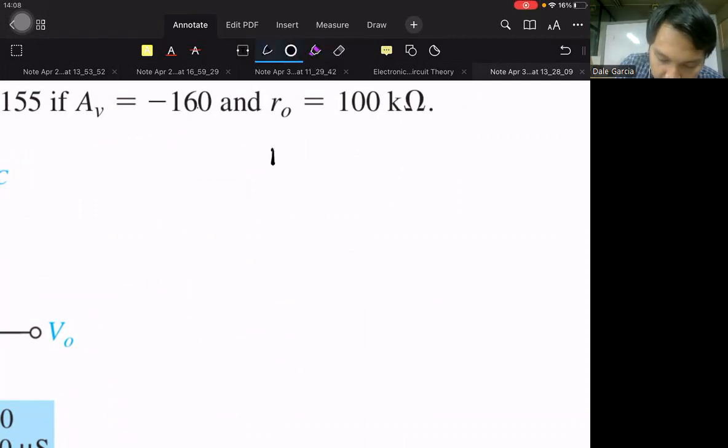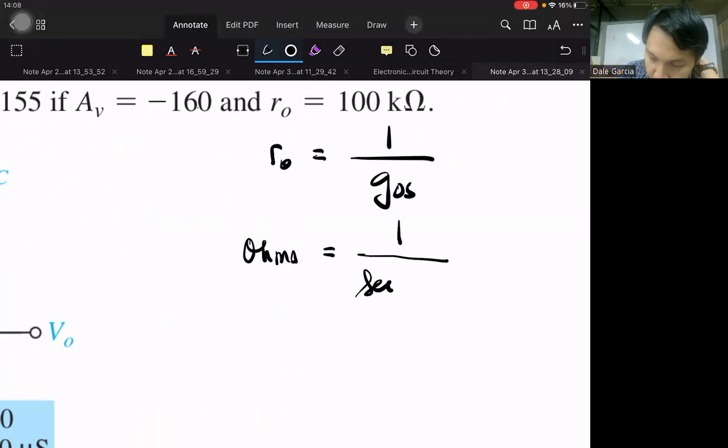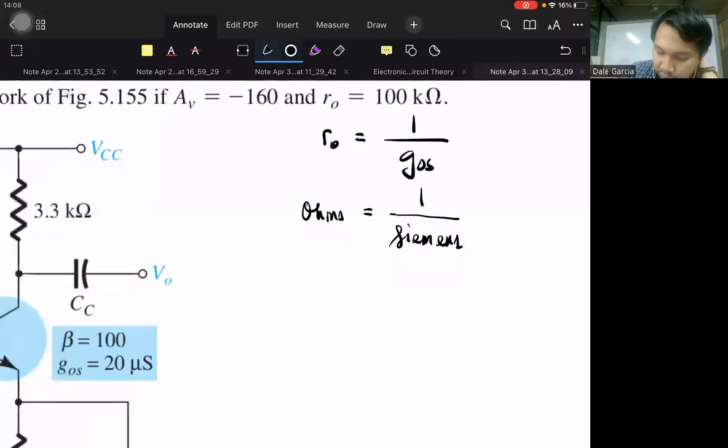RO is the reciprocal of GOS. And GOS is measured in Siemens while RO is measured in ohms. So, mga apelyido na sa mga karaan nga scientists. Ohms is the reciprocal of Siemens. So brand ni siya sa cellphone sa una, no?